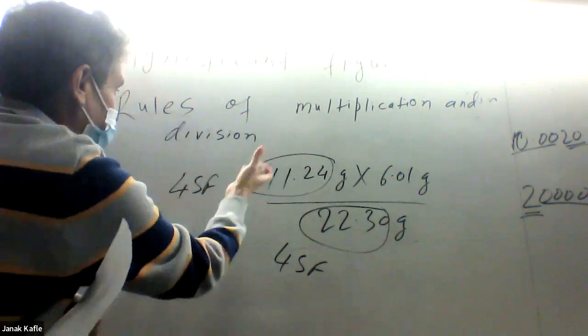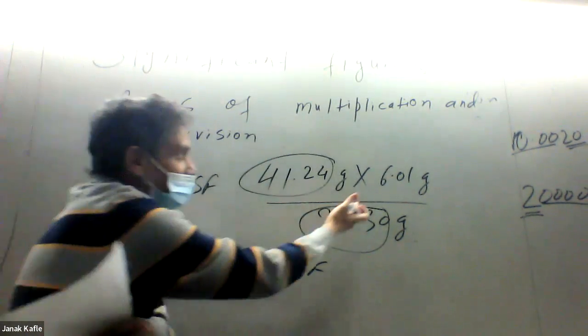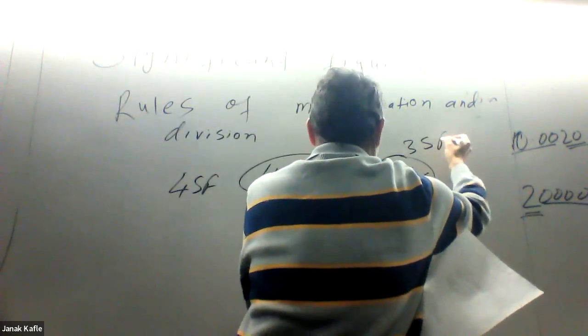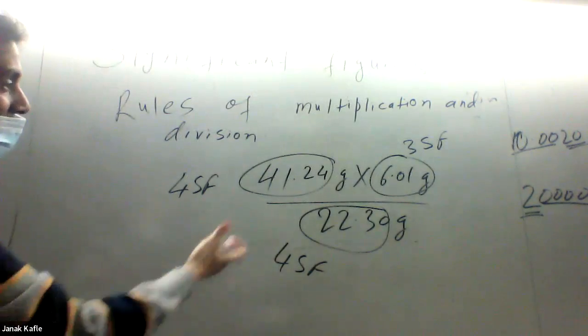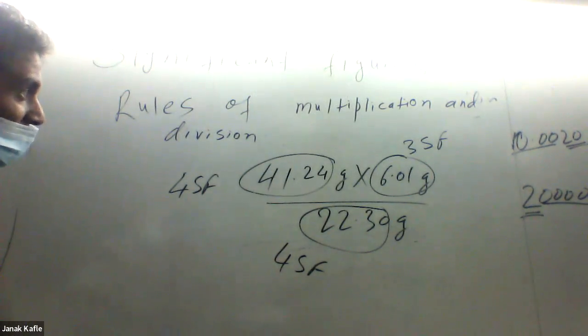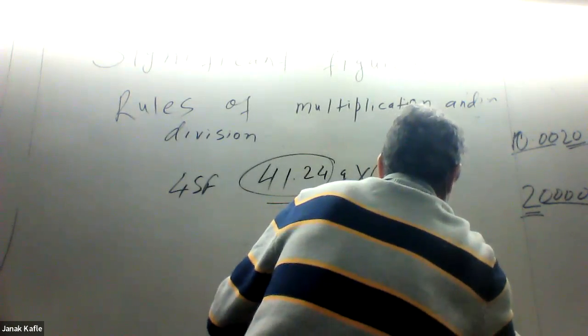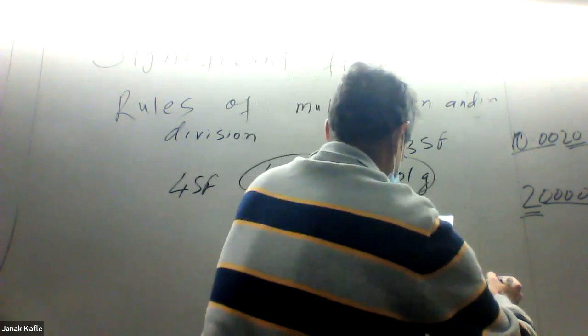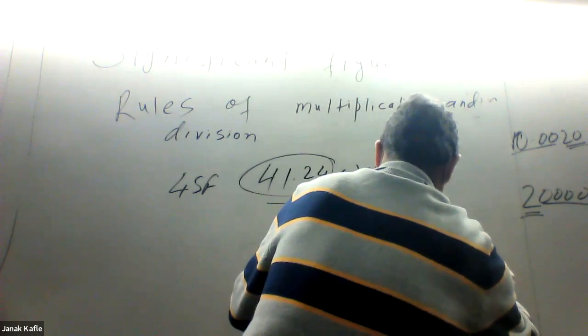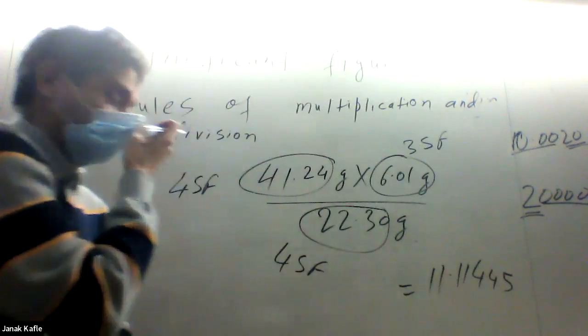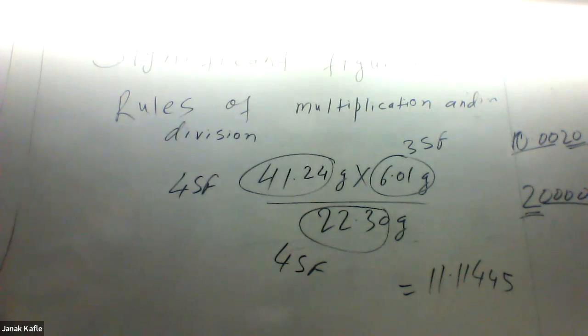Now this is 4 significant, this is 3 significant figures, and this is 4 significant figures. Now I put all the things in the calculator, and the calculator gives me the answer, and the answer is 11.445. So the calculator gives me this answer. Now my answer should look like the least number of significant figures.